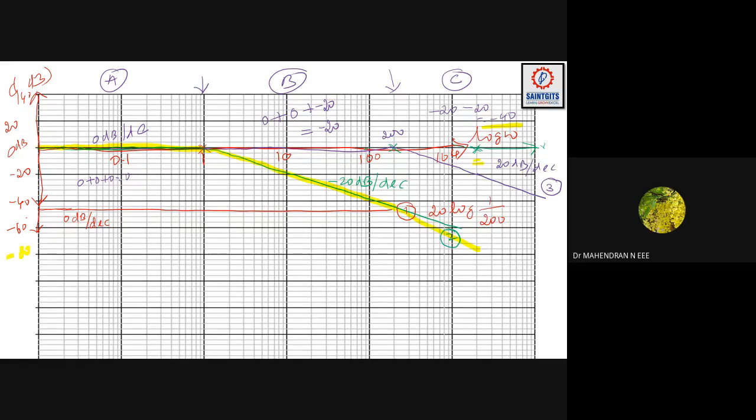So this is minus 20 dB per decade up to this portion, and here this will be minus 40 dB per decade. This is the approximation, and before doing the approximation, we have to go for the next final curve, and it will be like this.